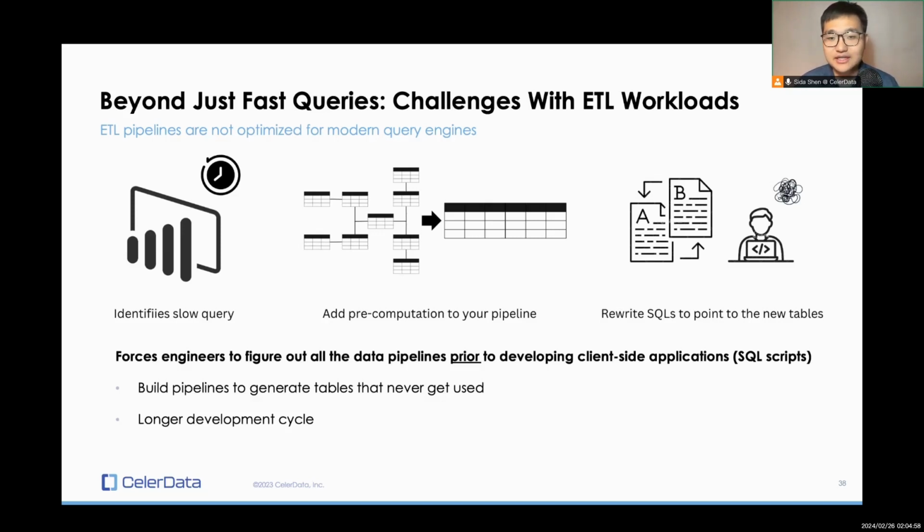This actually forces the data engineers to figure out all of the data pipeline prior to developing the client side application, aka writing the SQL scripts. So data engineers end up building pipelines to generate tables that never get used, because rewriting SQL is just too expensive, so they plan a little more than they need. It also extremely lengthens the development cycle, because the planning part is extremely time consuming, and ultimately you go to production a lot slower.